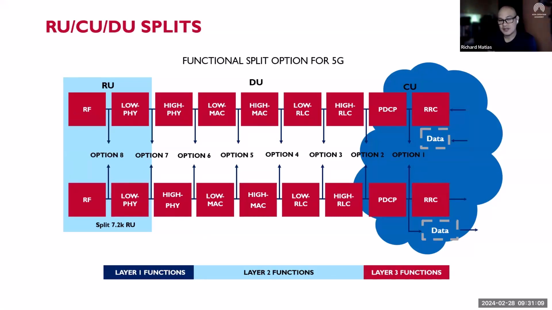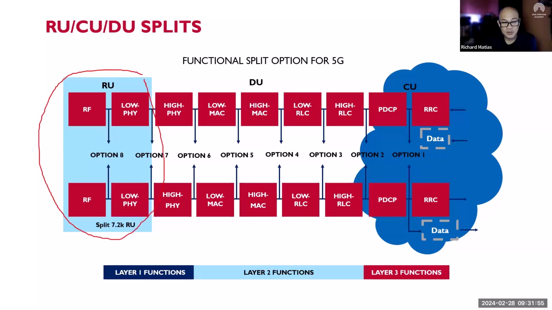what type of split we are using in our network. For example, if you define the RRC only protocol in the CU, or the centralized unit, we call it the option 1 split. If you put the PDCP and the RRC in the CU, we call it the option 2 split. So it goes like this. If you put the split in the RLC, we call it the option 3, option 4 split.